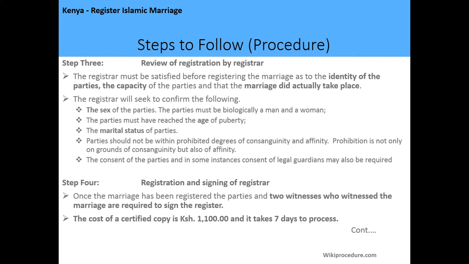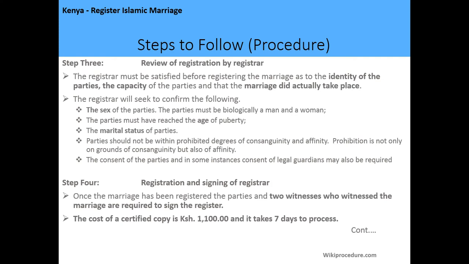The registrar will seek the following information. He'll want to know the sex of the parties involved. The parties must be biologically a man and a woman. The parties must have reached the age of puberty, and the marital status of the parties. The parties should not be within prohibited degrees of affinity or consanguinity. And prohibition is not only on the grounds of consanguinity, but also affinity. The consent of the parties in some instances may also be required.